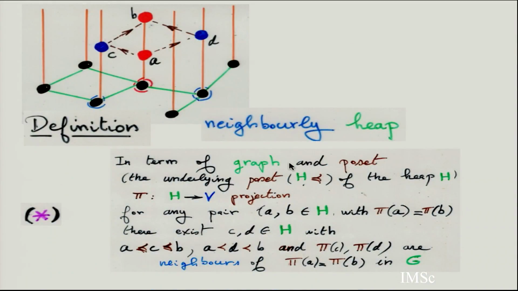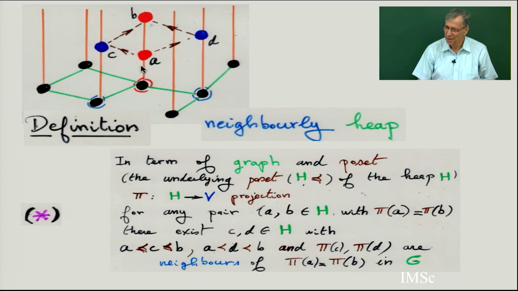Okay, so definition. A neighborly heap is a heap satisfying this star condition. You see, between any two elements in red, there are always blocking, between the two blue, at least two elements C and D, such that in the poset of the heap, C is between A and B, D is between A and B, and the projections are neighbors.